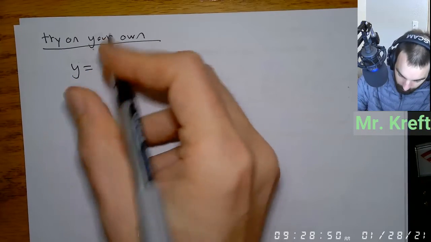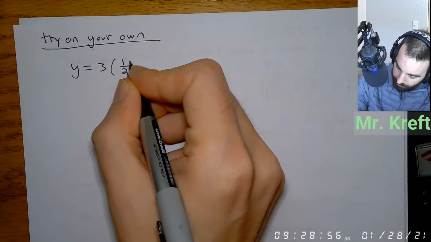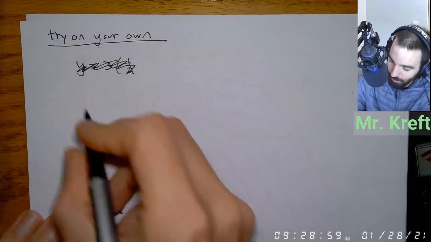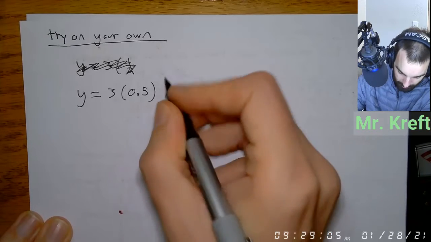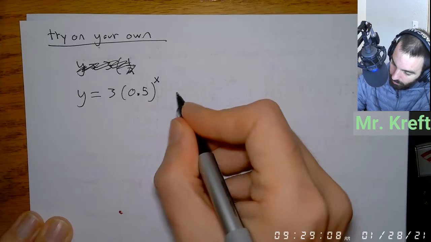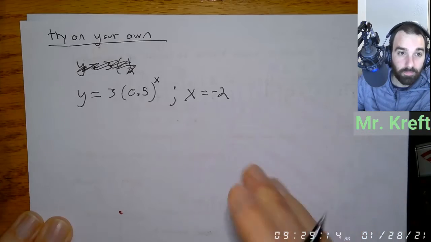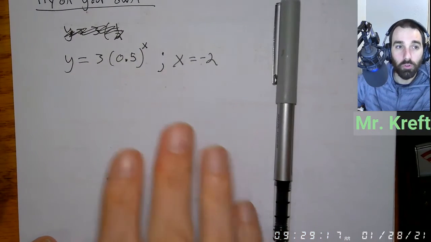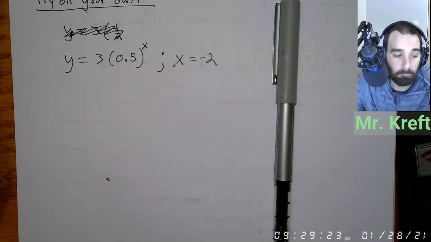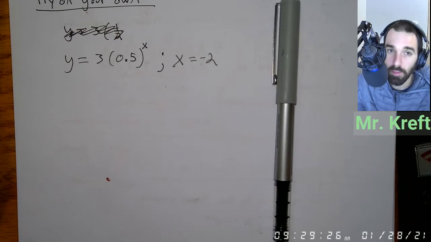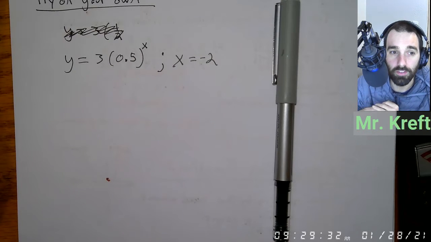So you're going to have y equals 3 times 1/2. No, I want to write it as a decimal. I decided I want to write it as a decimal. Y equals 3 times 0.5 to the x power. And we're going to evaluate it when x equals negative 2. I want you to use your calculator, plug in negative 2 for x, and tell me what you get. I'm not going to put a timer up because this should take about a minute.